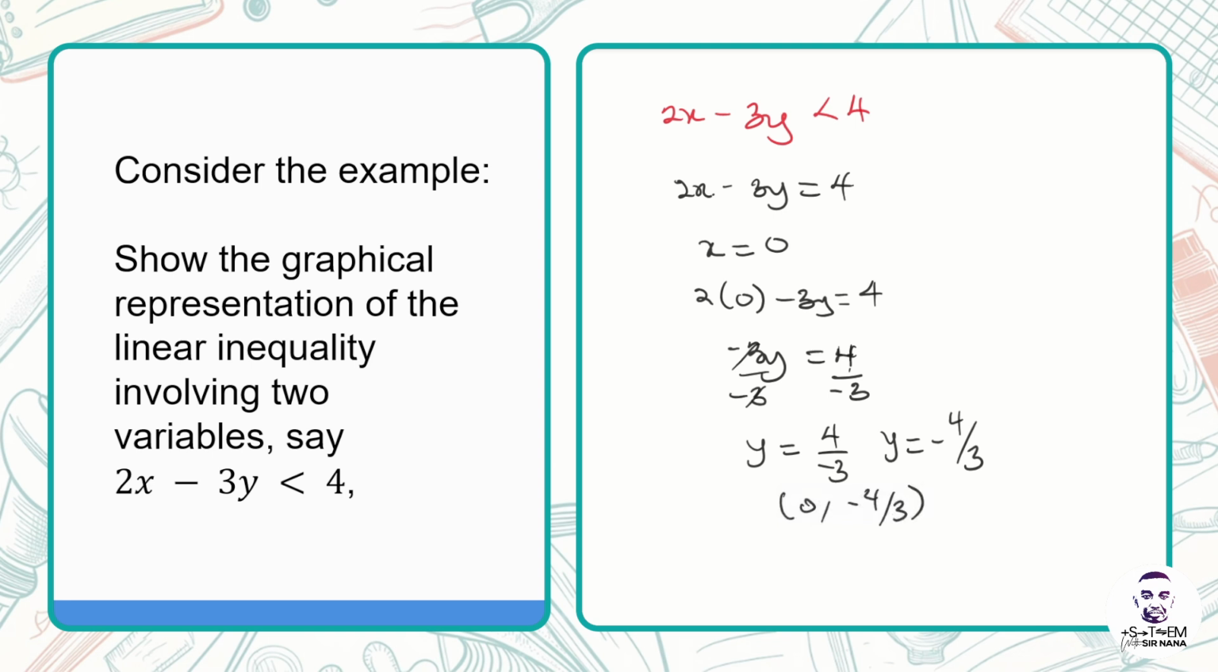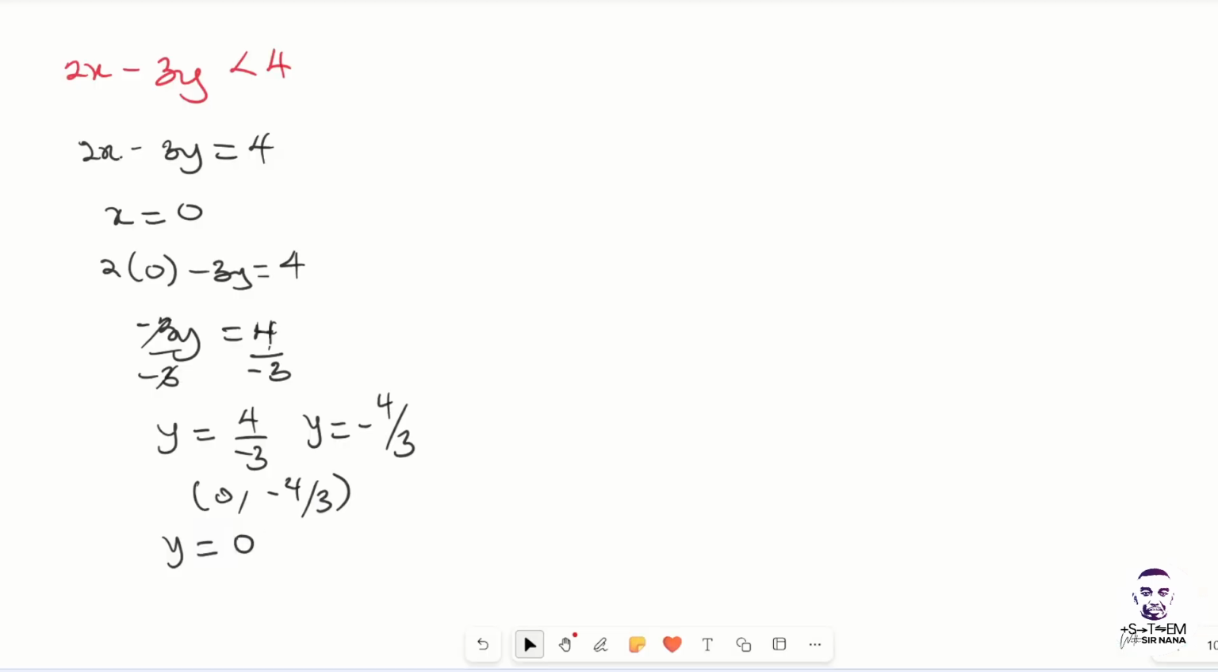Then we go through the same procedure where we let y be equal to 0. In that case, we have 2x equal to 4. We divide both sides by the coefficient of x, which is 2, and then we get x equal to 2. So that ordered pair of points is going to be 2 and 0.